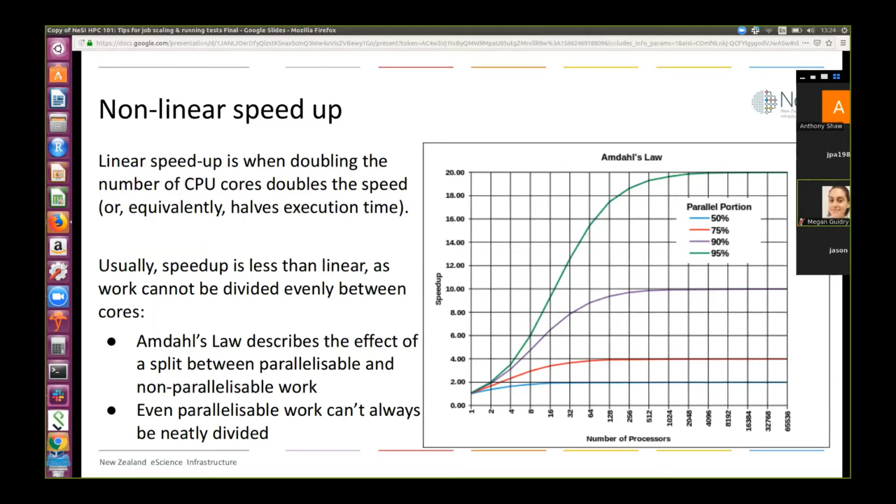So Amdahl's law describes the fact that there's a split in any work you run on HPC, which is part of it is parallelizable, part of it's parallel, and part of it is serial. And so you can imagine a situation where the parallel part of your work, if you tried running it on a single CPU, takes up the majority of your time.